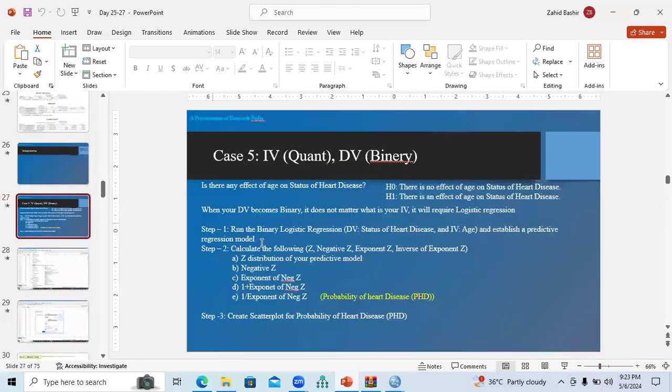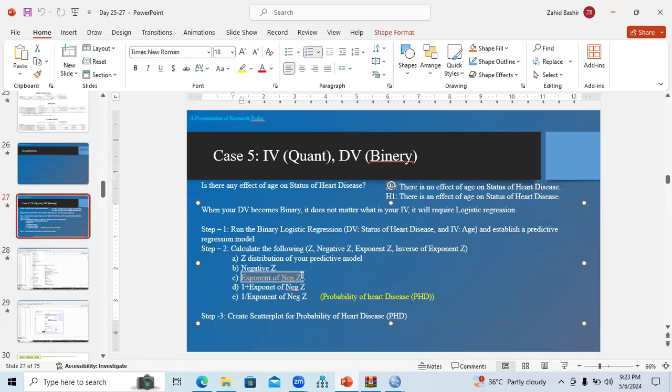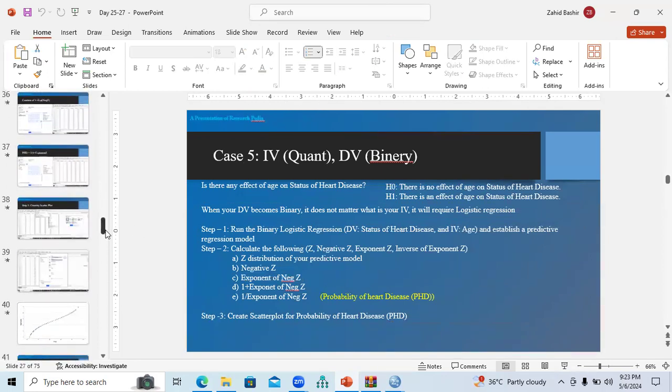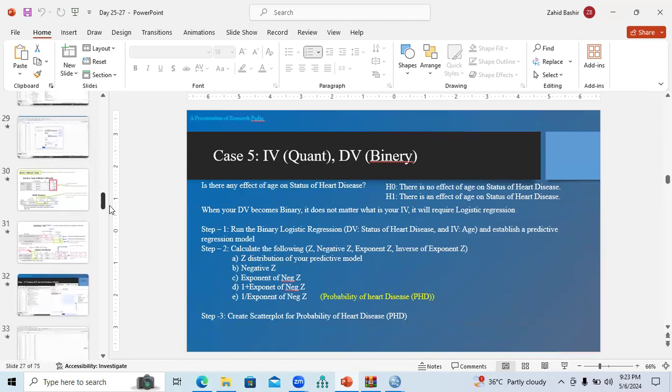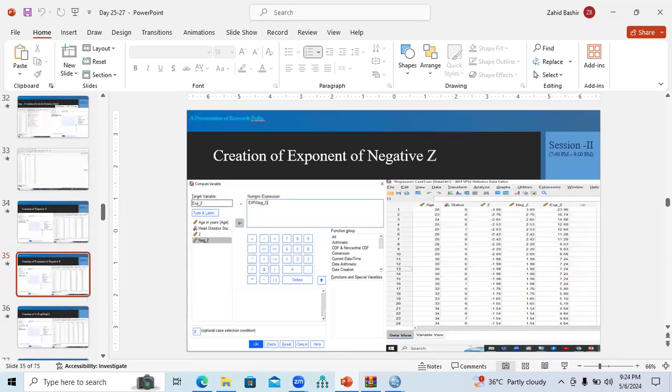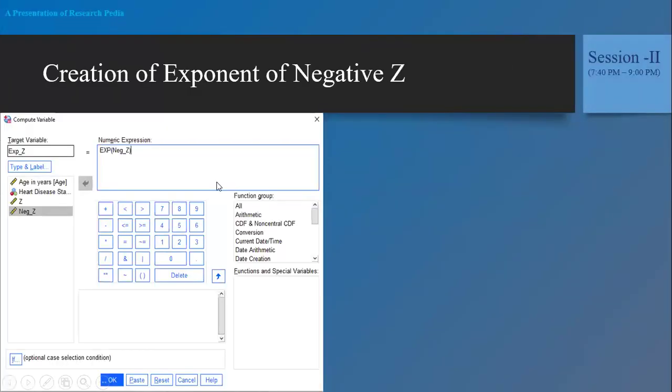After considering the second step, what we need to do, the third step is the exponent of negative Z. So how can we consider the exponent of negative Z? So here is the procedure. Creation of exponent of negative Z. So let me show you the procedure first. First of all, you need to write exponent Z. So how can you create exponent Z? You need to write exp within brackets negative Z.